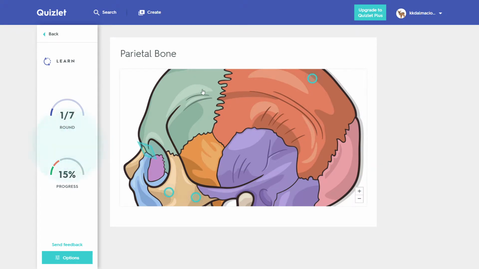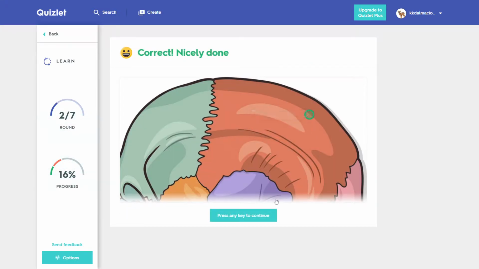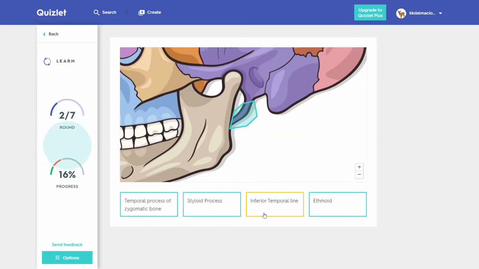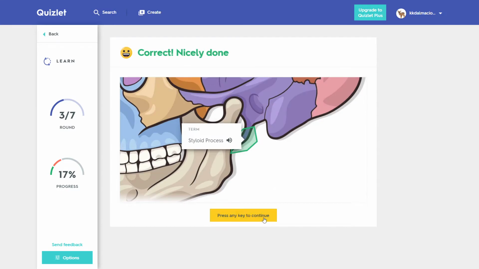Okay, they want the parietal bone. I always say parrying. When you parry, it's near, you parry at the temple. That's where the temple is, where you do all your fights and stuff. So your parietal is at your temporal area. Yep. Okay. This is that styloid process. That little bump. Yep. Okay.